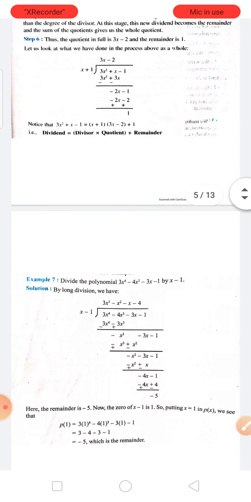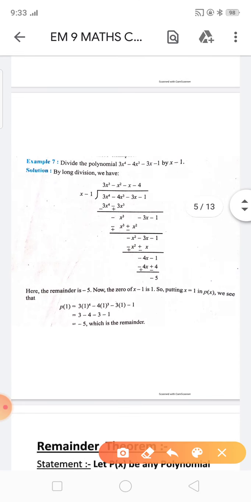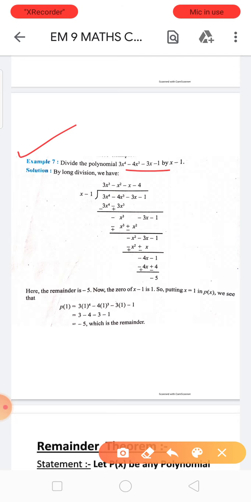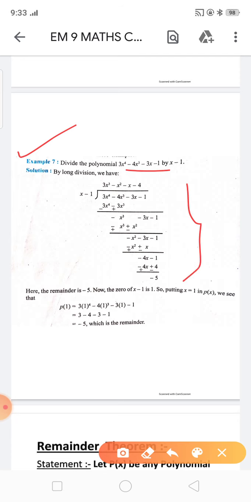Next, again we solve one question, example number 7. Divide polynomial 3x raised to 4 minus 4x cube minus 3x minus 1 by x minus 1. Here we don't write this step by step, we directly compare, multiply and find our quotient and solve the terms.